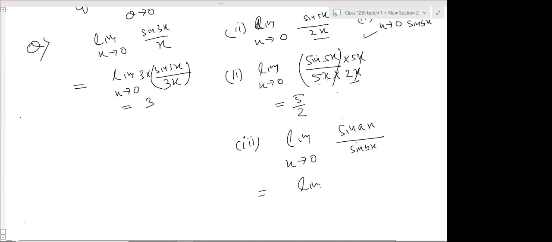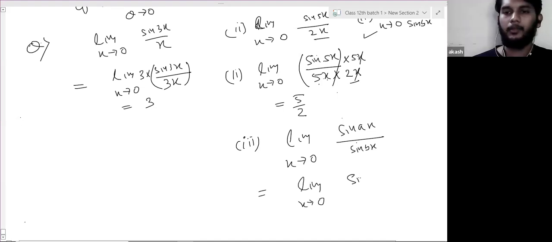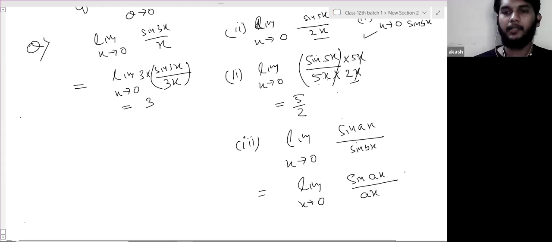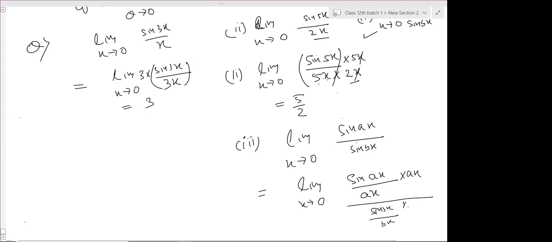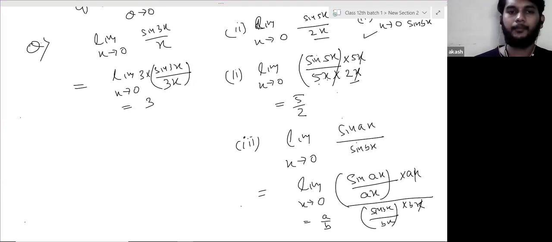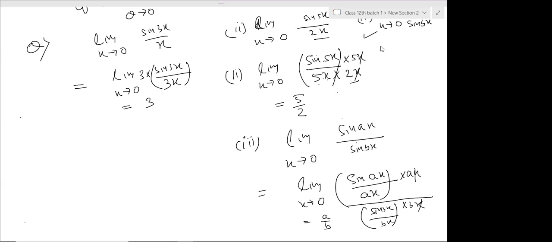See, this is limit x extending to 0. Saeed, what do we want in the denominator of sine ax? So ax. So let's just multiply and divide by ax. And what do we want in the denominator of sine bx? So bx, and bx. So this becomes 1, this becomes 1, x and x are cancelled. So the answer is a by b. All right. This is clear? Yes, sir. All right.